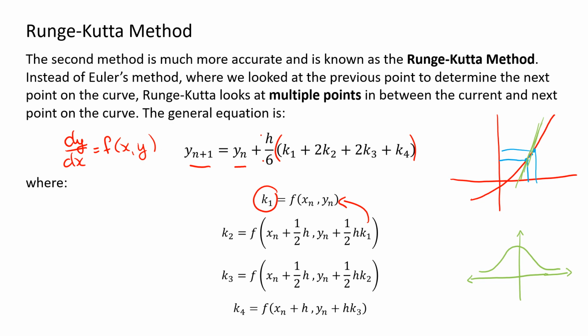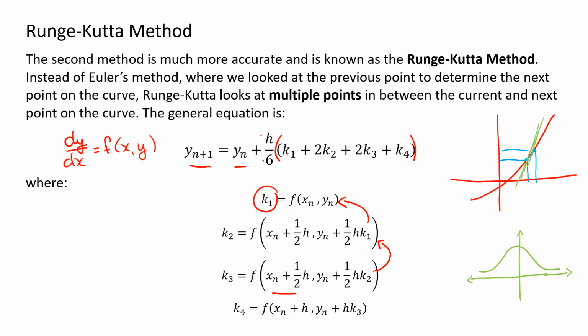For K3, our x value is the same, x plus 1/2 of the step value h. And y, again looking previous, is the original y term plus 1/2 of the step value times K2, which is the point directly before it. This is why I said you had to do these in order. Our final point is going all the way to the end of that step value.